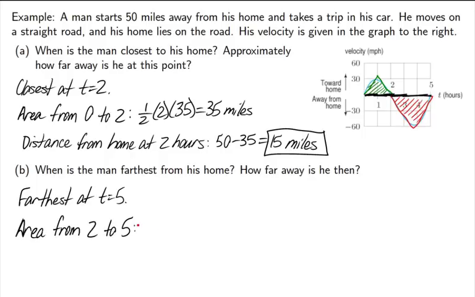If we take this area from 2 to 5, I'll say 1/2, the base is 3, and we'll say the height is 65, keeping in mind this is a distance away from his home. And when I do that, I get about 97.5 miles. So again, that area represents how far he drove away from his home.